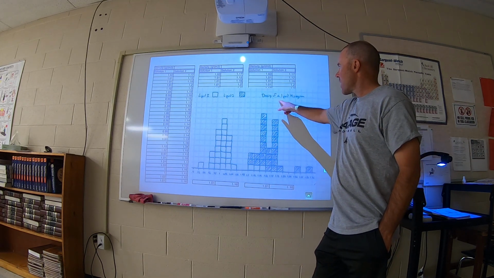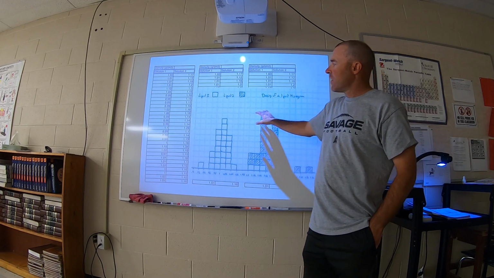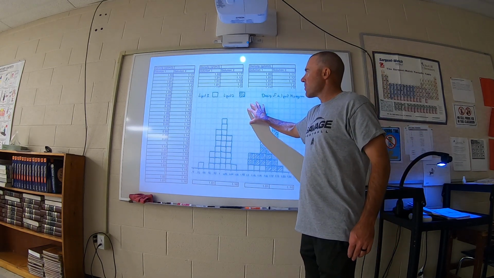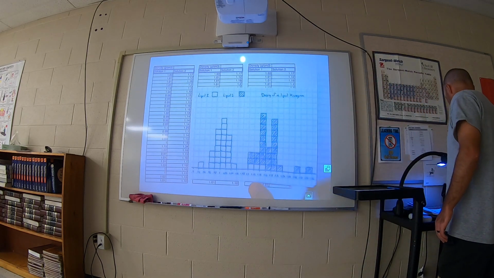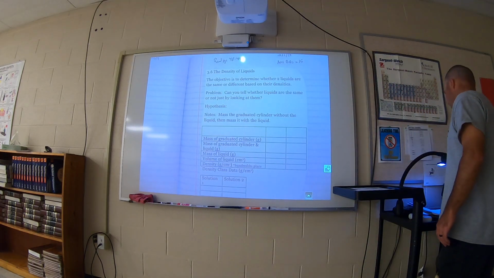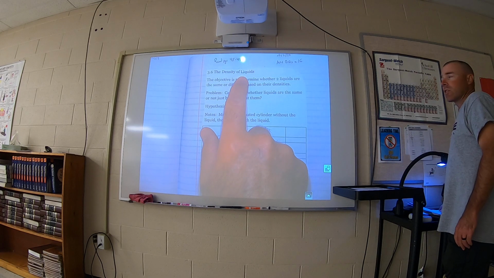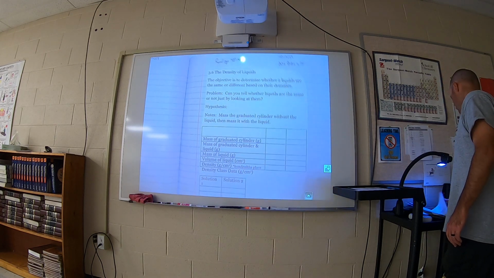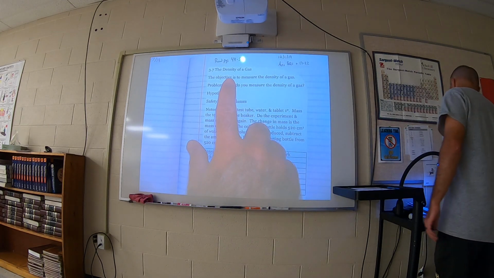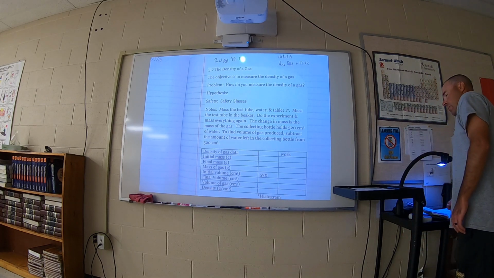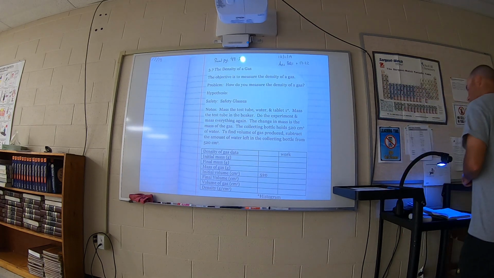Notice I've got a title here at the top, density of liquid histogram. And this histogram needs to be taped into this section right here, the density of liquids. So let's turn the page and look at the next section, the density of a gas. I want to go over these answers. You're going to need to make a histogram out of this data too, but we'll show you that here in a second.